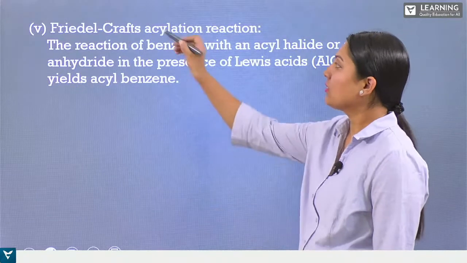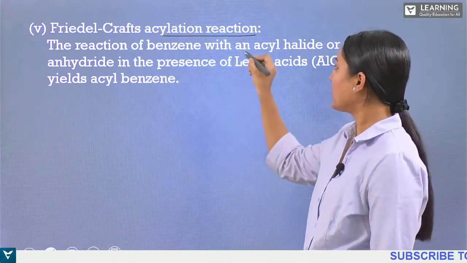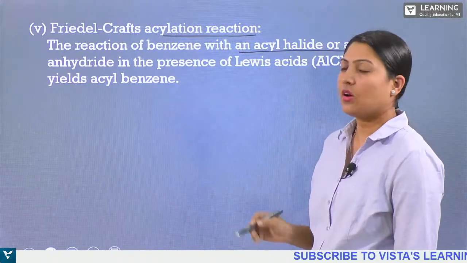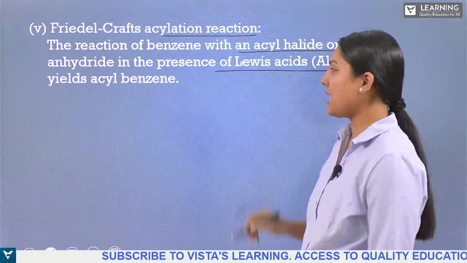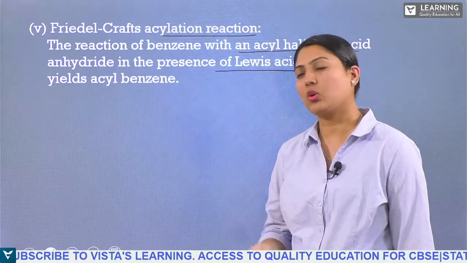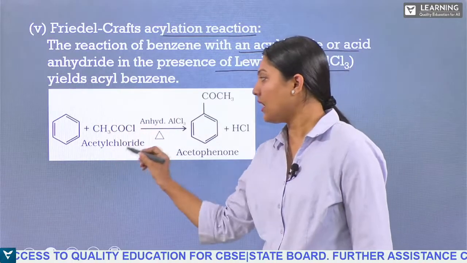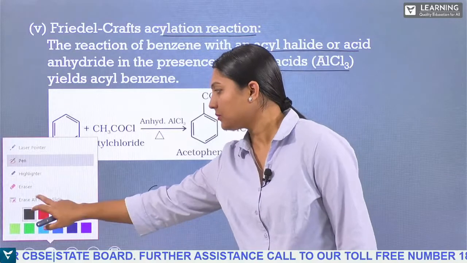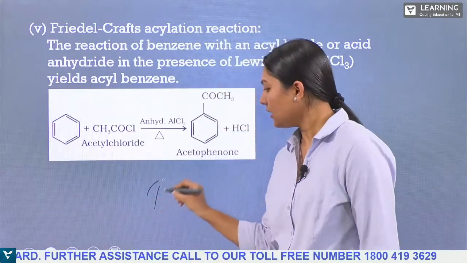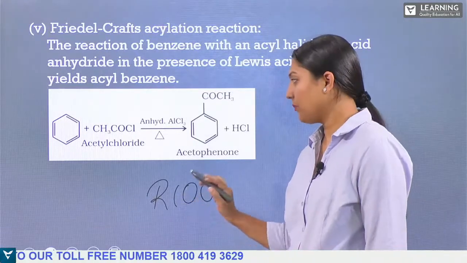Next we have the acylation reaction. The reaction of benzene with an acyl halide or acid anhydride in presence of a Lewis acid, that is aluminum chloride, will give you acyl benzene. So this is the acyl group. The acyl group will be RCOCl. This is acyl chloride, right?